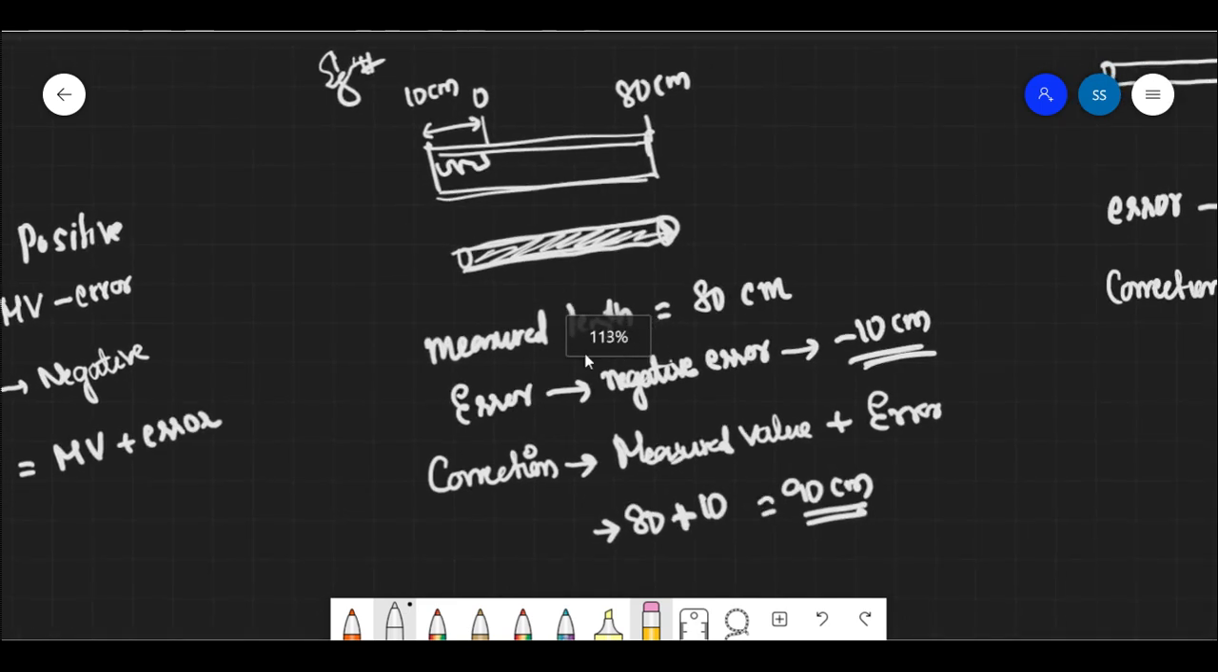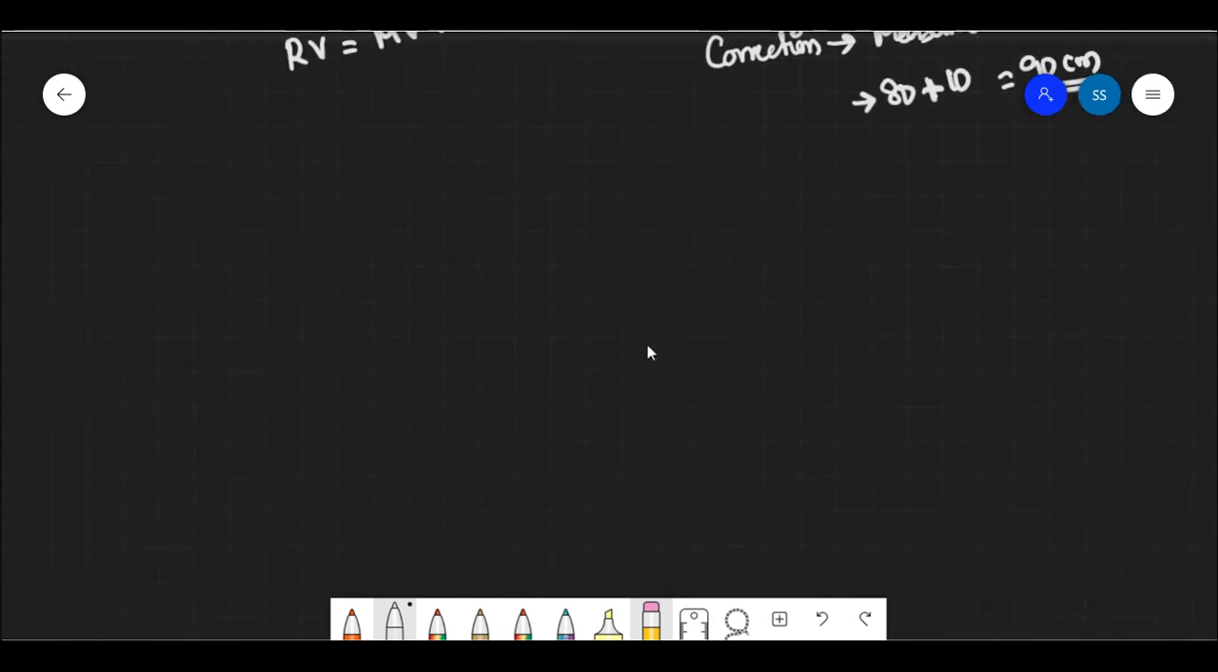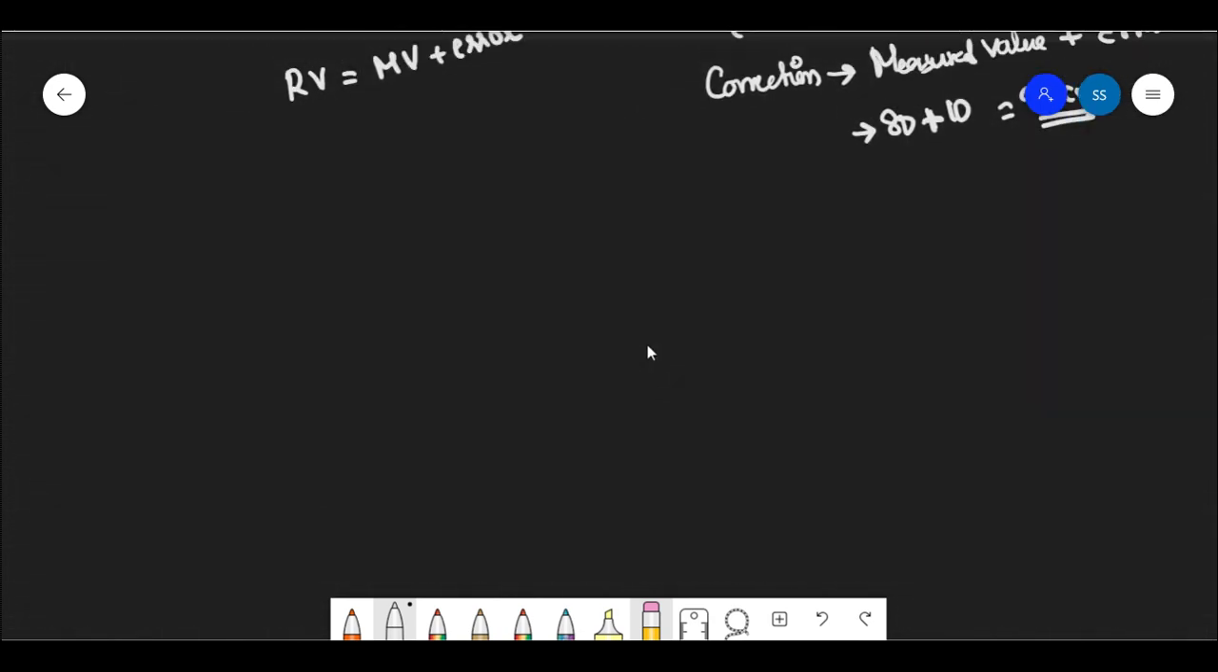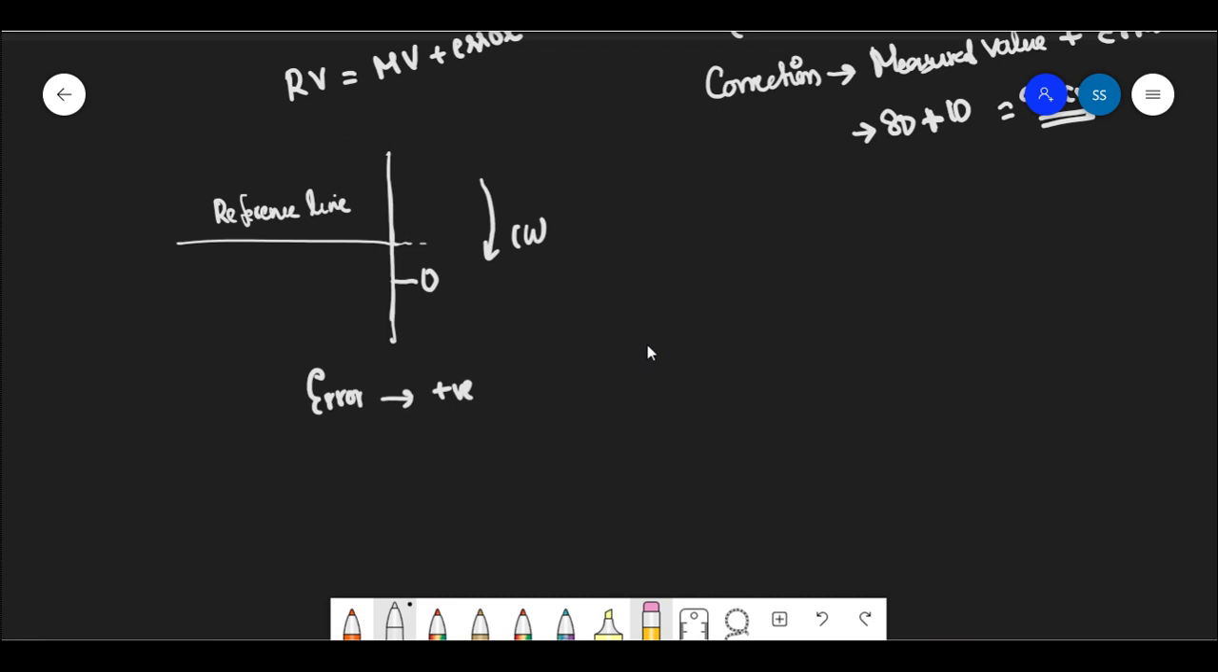Right, now let's discuss the screw gauge. What are the different types of errors in the case of a screw gauge? That's the topic I'm just mentioning. So let's say that this is a reference line I have, and this is our circular scale. If the zero is below it when we rotate in a clockwise way, and you're getting the zero below this reference line, you can say that the error for the screw gauge is positive zero error.